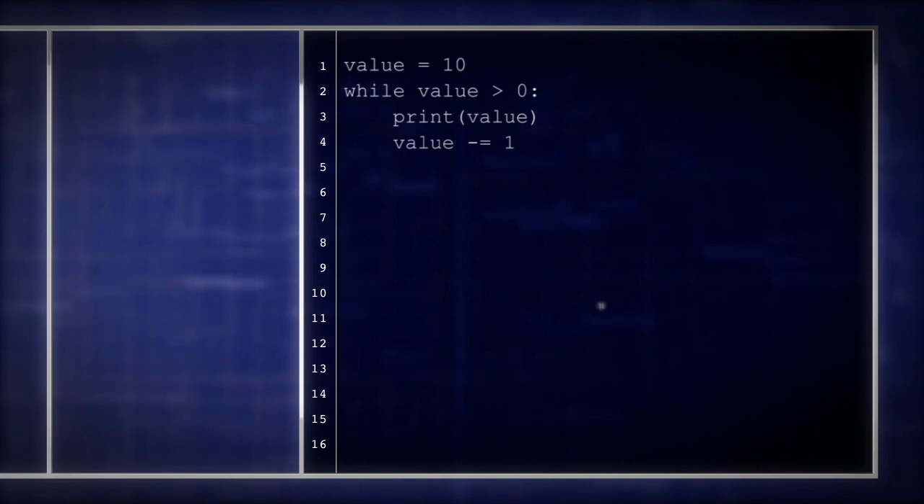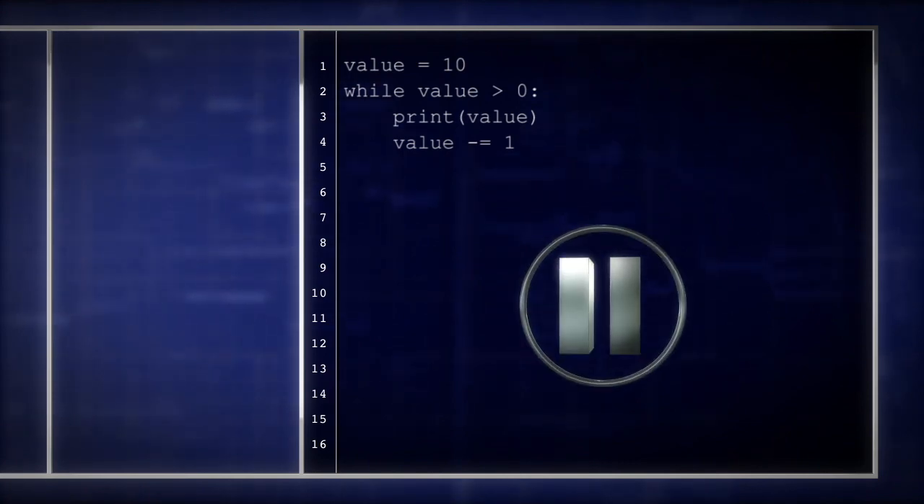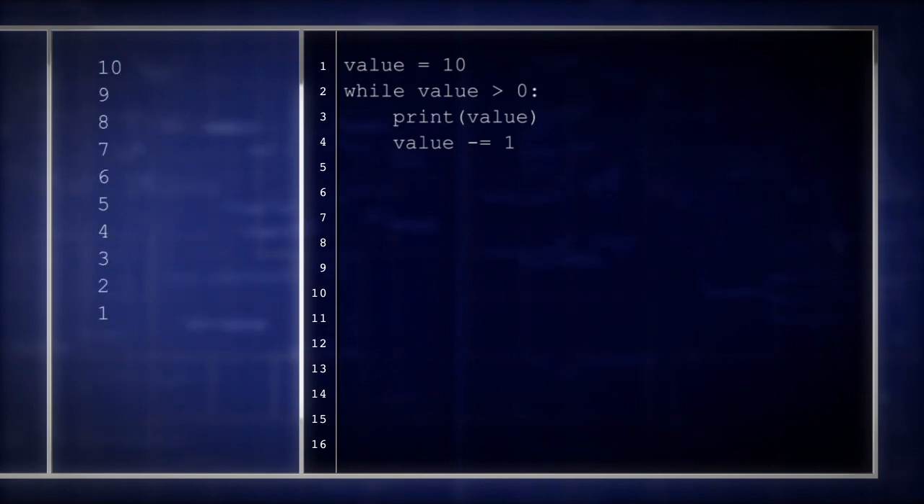Here's one more example. Take a look at this code. What do you think would be printed by running this code? In this case, we'll print the values from 10 down to 1.